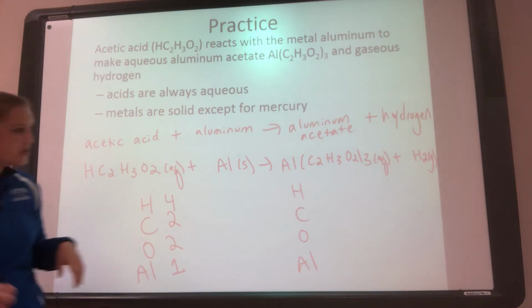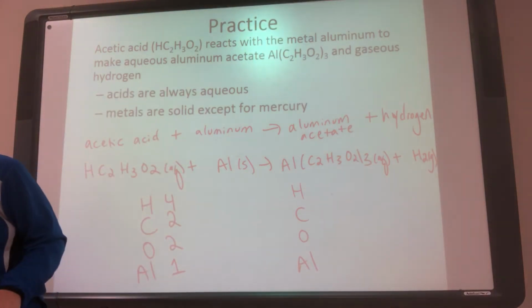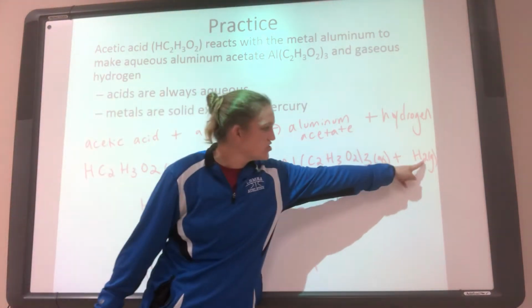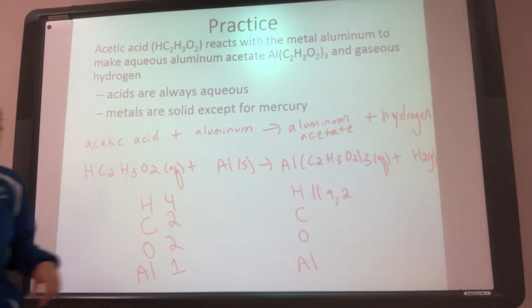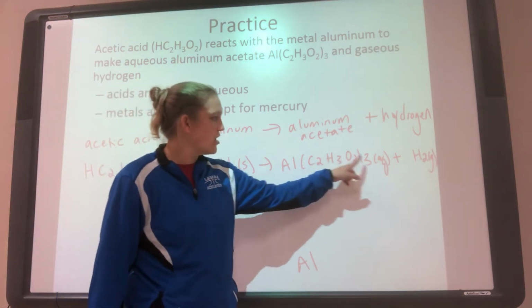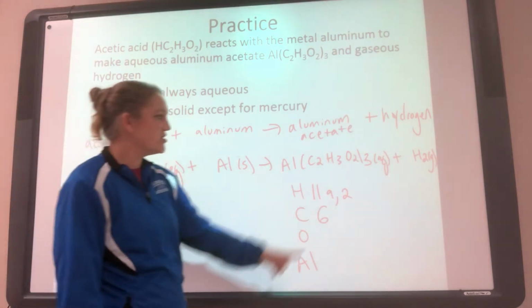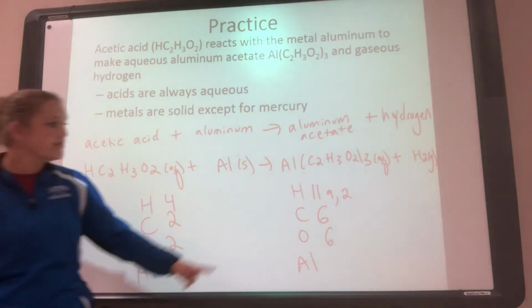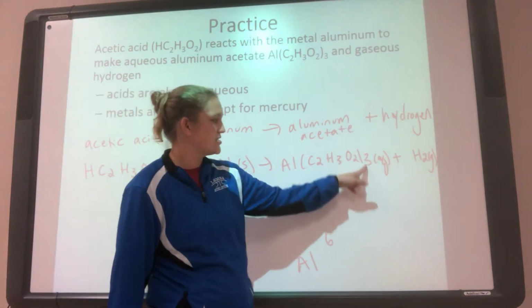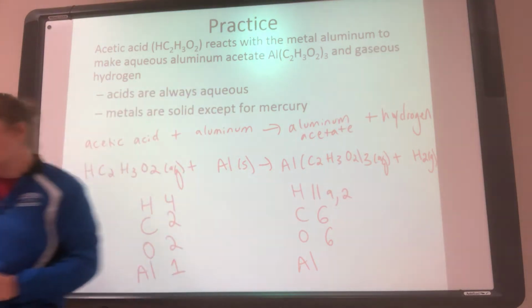Okay. Hydrogen, I have 3 times 3 is 9. But I also have the 2 here. So there's 9 and 2 makes it 11. Carbon, I have 2, but 2 times 3 is 6. Oxygen is 2, but 2 times 3 is 6. And the aluminum is just 1 because it's not in the parentheses. This just goes to everything in the parentheses.